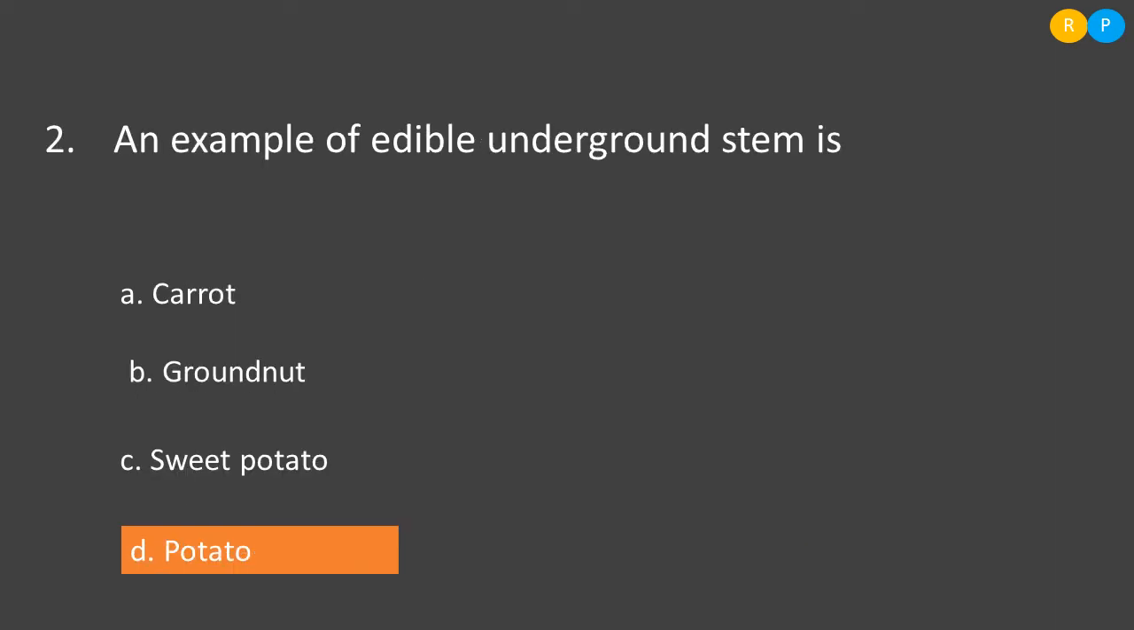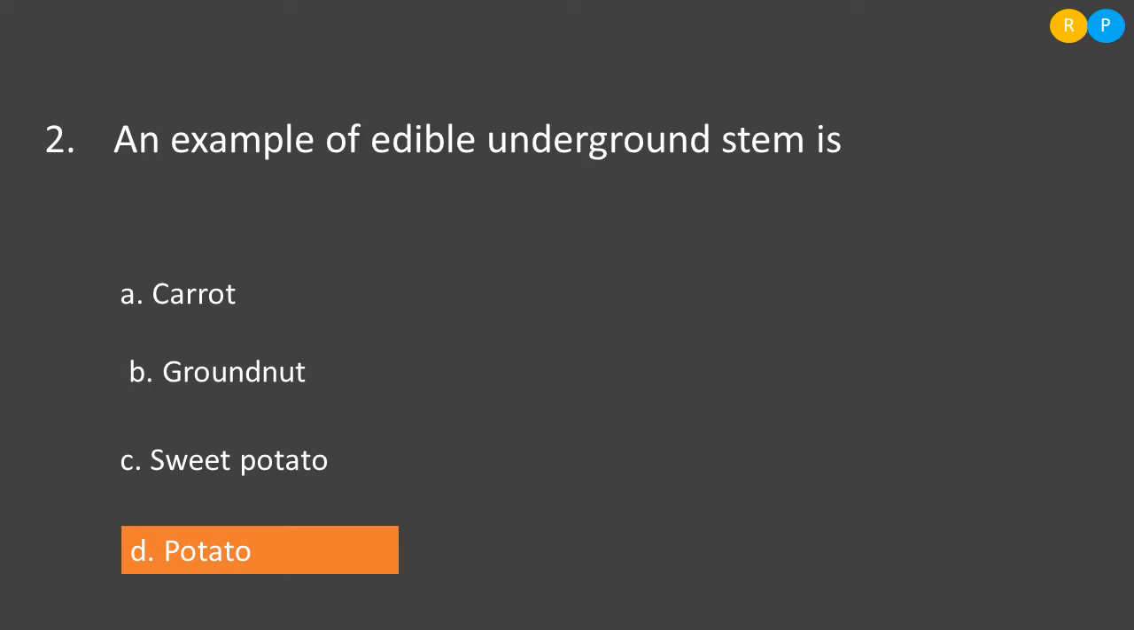Our second question is: an example of edible underground stem is. So, in some plants, the stem is modified in the underground region just to store the food material. In most plants we can see underground stem modification. Clear, right? So, among the options we have to select which one is an underground stem.